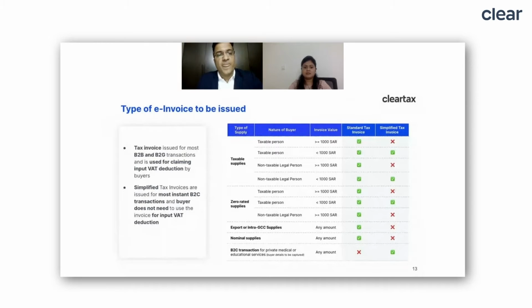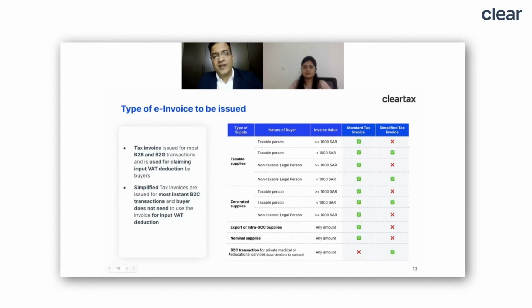So please understand, a tax invoice or standard tax invoice is issued for most B2B and B2G transactions, and it is issued so that the buyer can claim input tax credit. Simplified tax invoices are issued for most instances in B2C transactions, wherein the buyer is not required to claim the input tax credit.